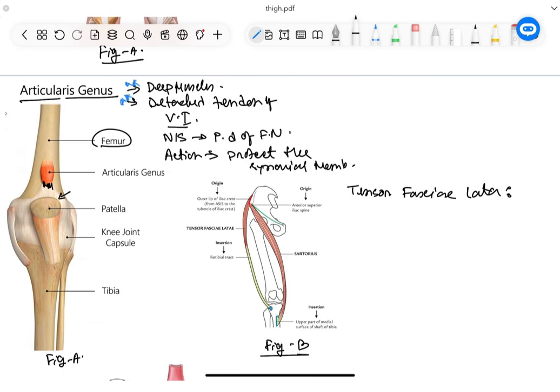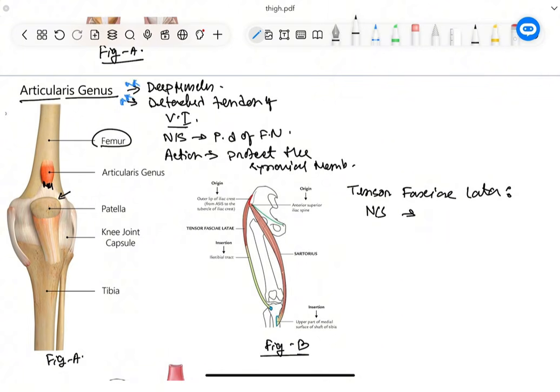What are the specific unique features for that? Morphologically, it is believed that tensor fascia lata is actually a muscle of the gluteal region, but it migrated to the lateral aspect of the thigh and is considered as an anterior compartment thigh muscle. And its more unique feature is its nerve supply. At the start I said the anterior compartment is mainly supplied by the femoral nerve, but there is an exception. What is the exception? The exception is this tensor fascia lata.